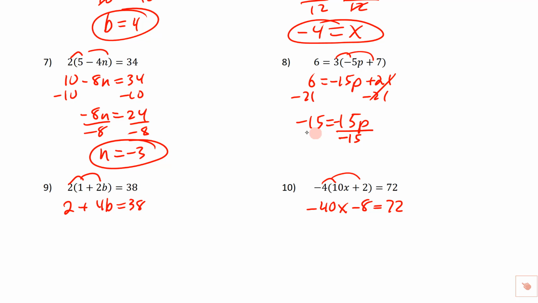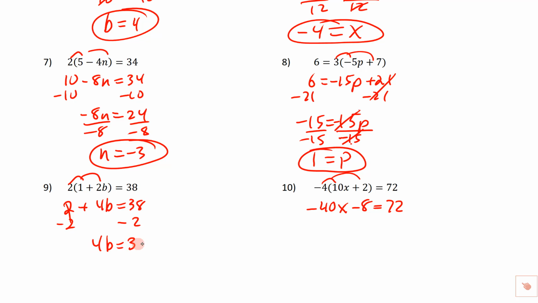So we're going to divide both sides by negative 15. Those are going to cancel. Negative 15 divided by negative 15 is a 1, meaning a 1p. We normally just write the p. And then negative divided by negative is positive. 15 divided by 15 is 1. So there's our answer. And then again, continuing here, those cancel.